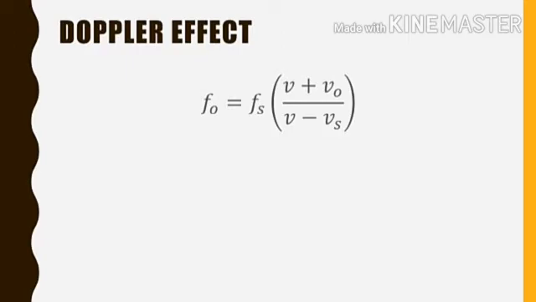The Doppler effect can be calculated with the formula f_o = f_s × (v + v_o) / (v − v_s). Here f_o means frequency of observer, f_s means frequency of source, v means velocity of sound, v_o means the velocity of the moving observer, v_s means the velocity of the moving source.